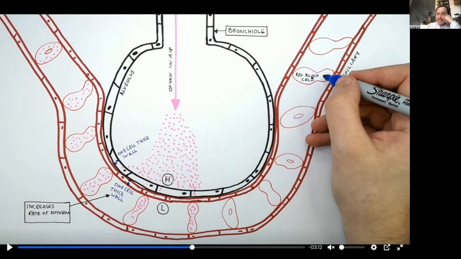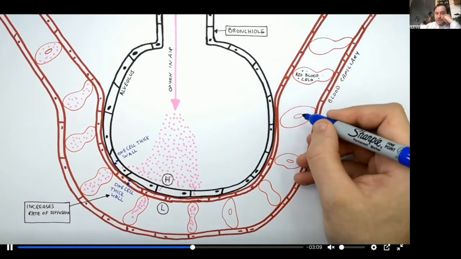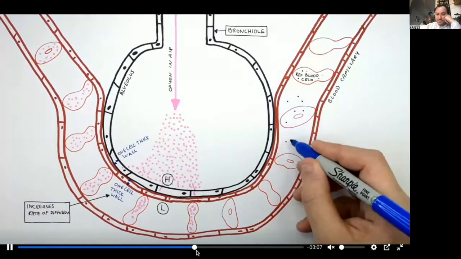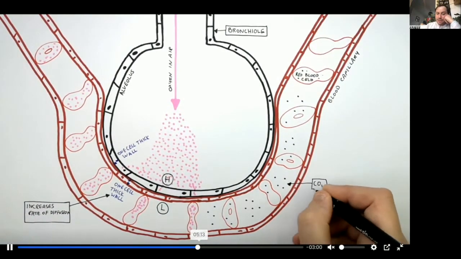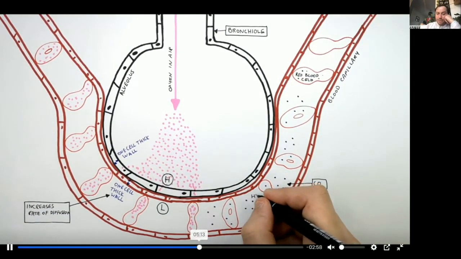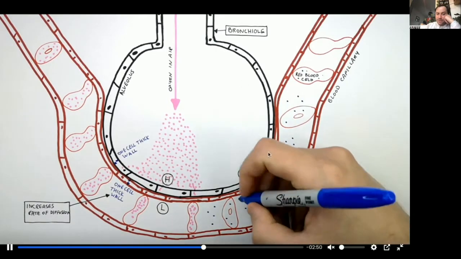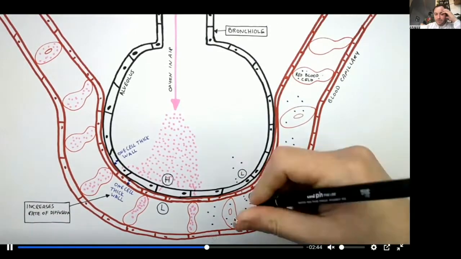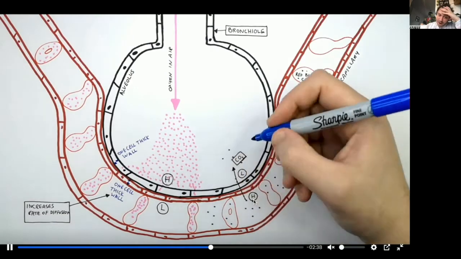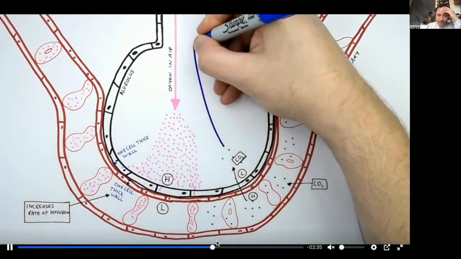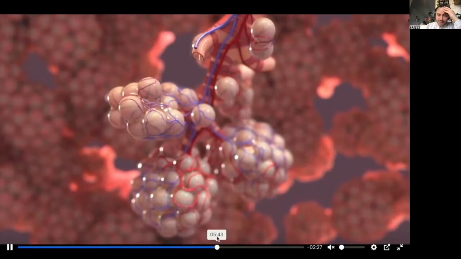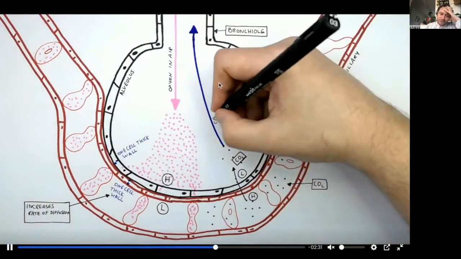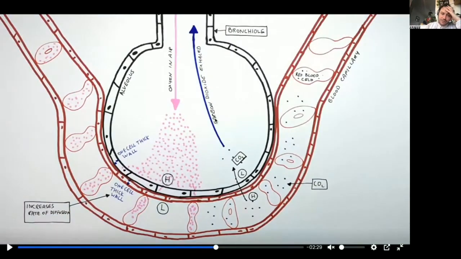So this here is the red blood cell, which carries some CO2, and there's going to be some CO2 in the blood. So the CO2, the carbon dioxide, is going to diffuse from the blood into the alveolus, from a high to low concentration. So the CO2 is going to diffuse out of the alveolus. So the carbon dioxide diffuses out as we breathe out.